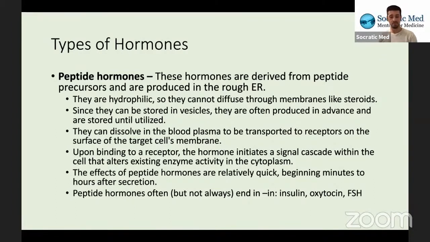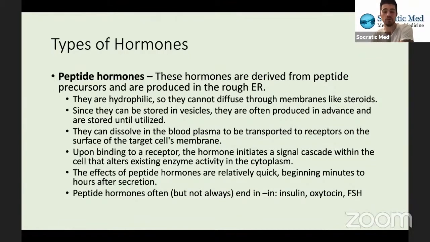we can't store them. So peptide hormones, since they are hydrophilic, can dissolve in the blood plasma. They don't need transport proteins because they are proteins. And they are transported to receptors on the surface of the target cell's membrane. So they don't diffuse through. The receptors are on the cell's membrane on the outside, sticking out. So peptide hormones bind to a receptor. The hormone initiates a signal cascade inside the cell, and that alters the existing enzyme activity in the cytoplasm. The effect of the peptide hormones is relatively quick, beginning minutes to hours after secretion.